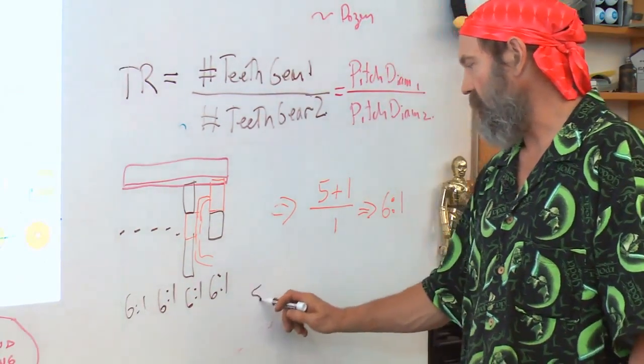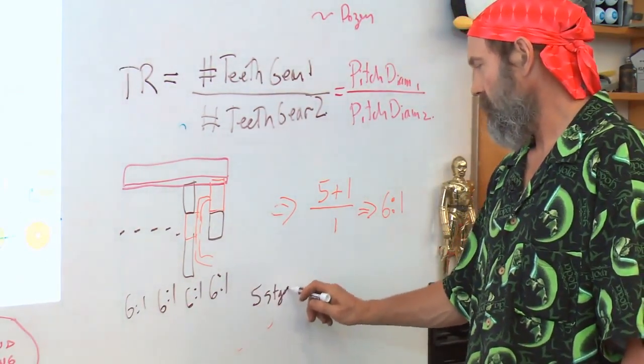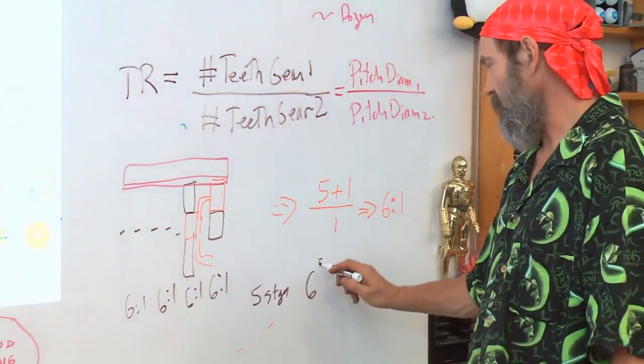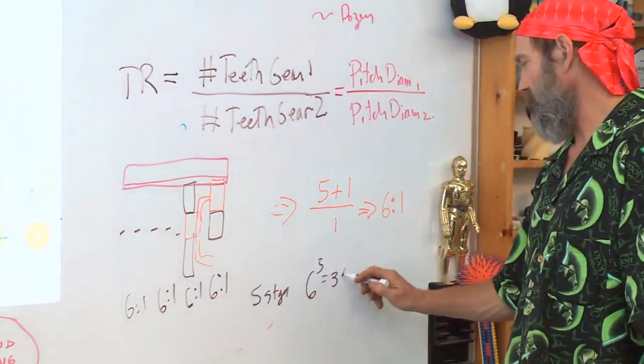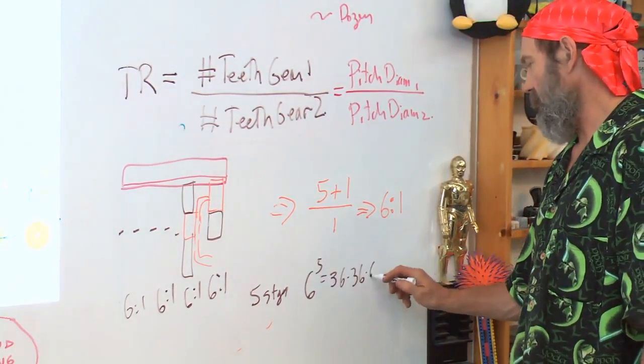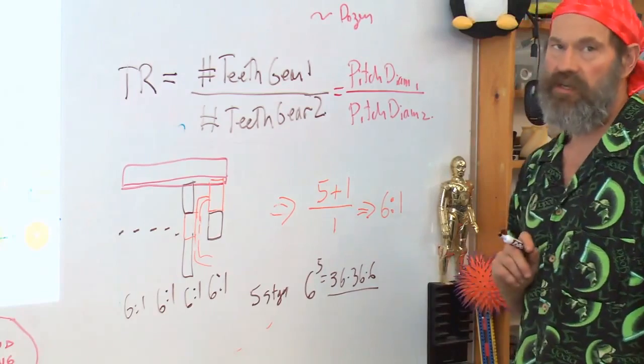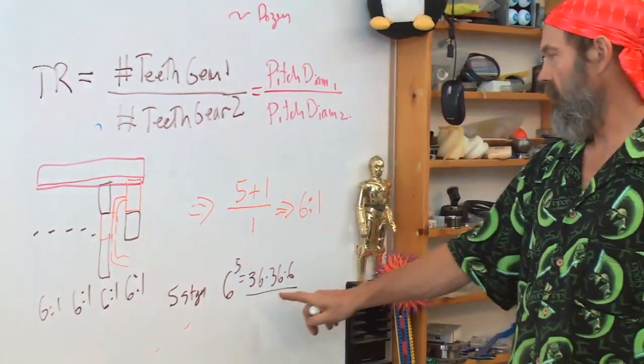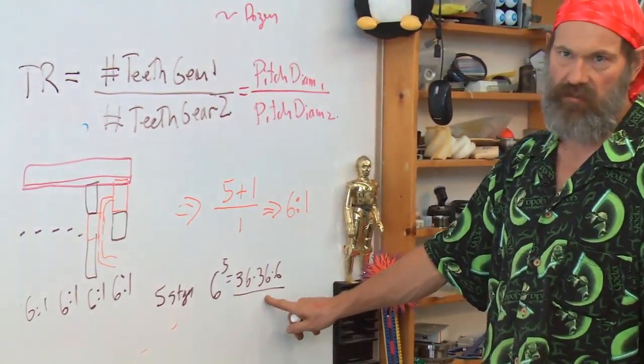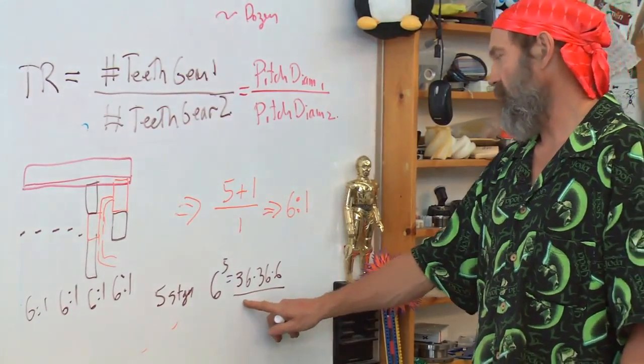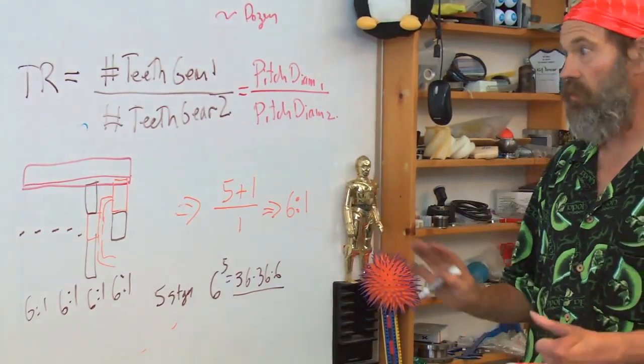So in 5 stages, I have 6 to the 5th power, which equals 36 times 36 times 6. That's a huge gear ratio you can get. 36 times 36 is almost 1,500. So now you're looking at monster gear ratios. And you say, whoa, that's fantastic.